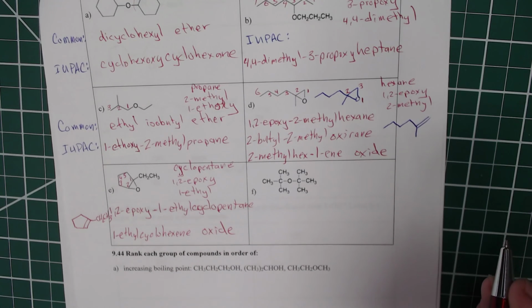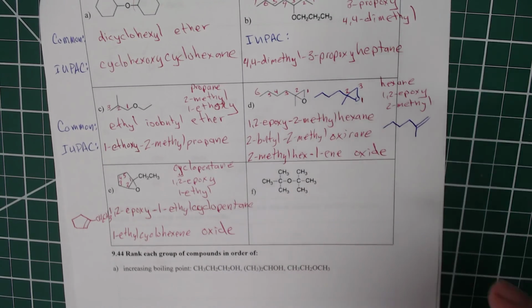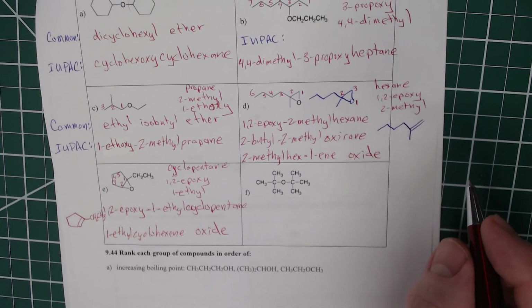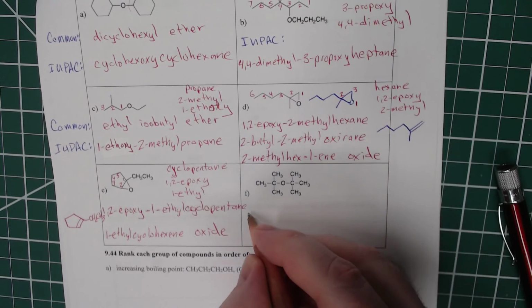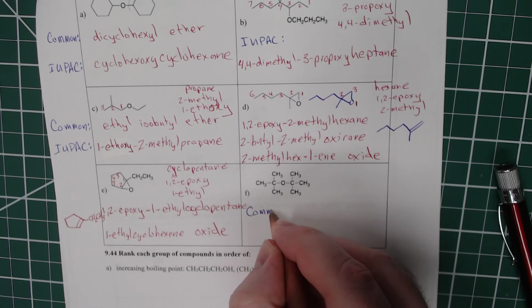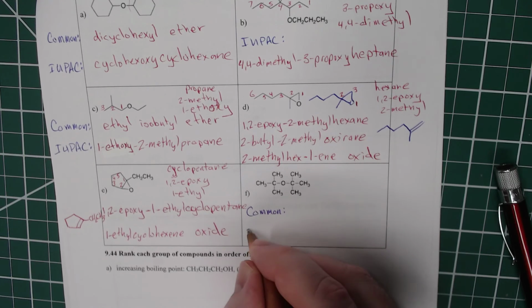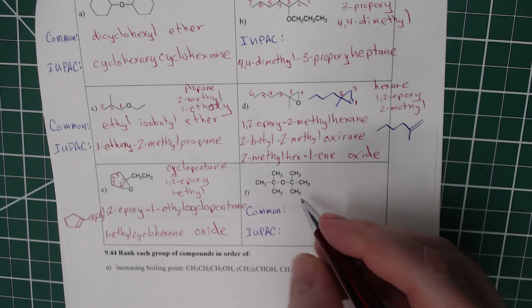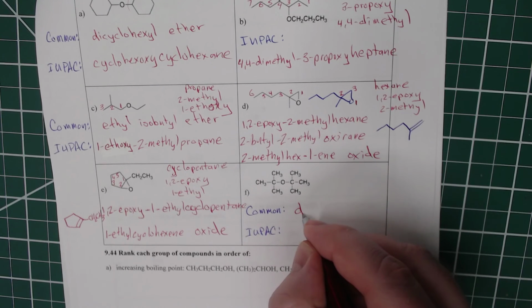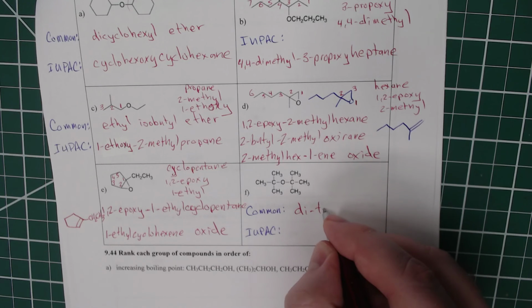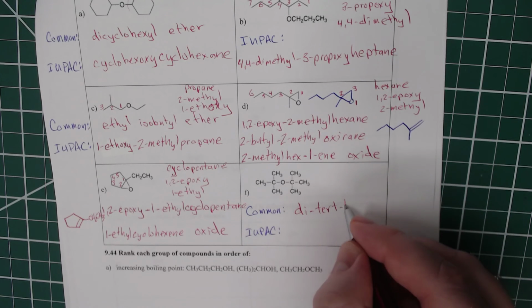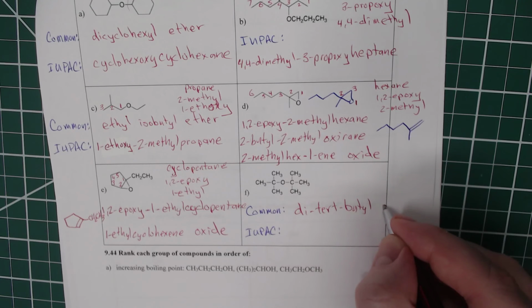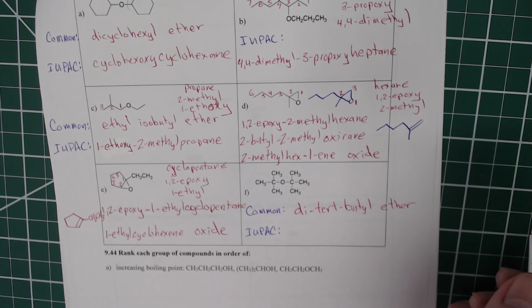All right, and then here on this one, we've got an ether, and there are two ways to name this. We can do the common name, and we can do an IUPAC name. And the IUPAC name almost seems absurd on this one. So the common name is di-tert-butyl ether. So di-tert-butyl ether.